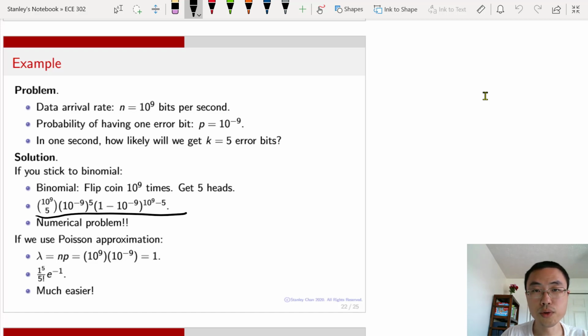And you can plug into a computer. Of course, your computer will not like you because this number is just too big for the computer to compute. It's not the whole number, it's this part, that part, and that part. They're just too big. Okay.